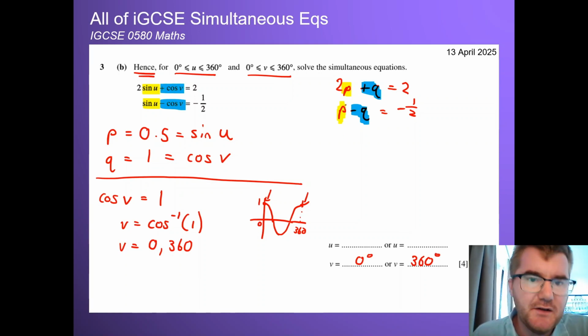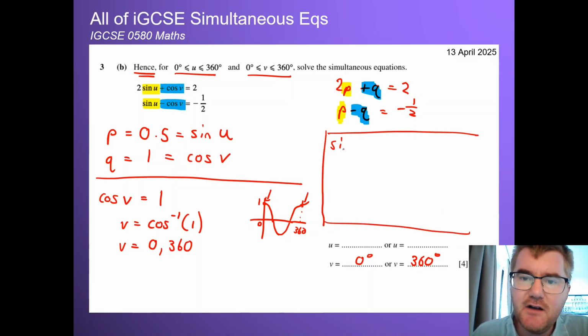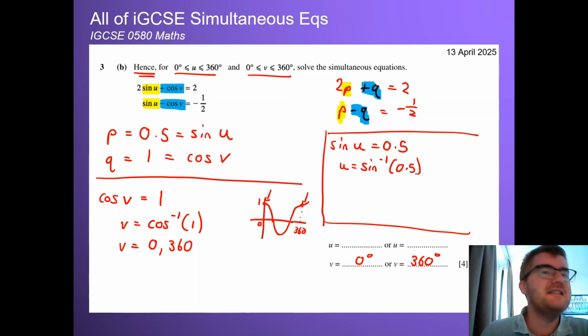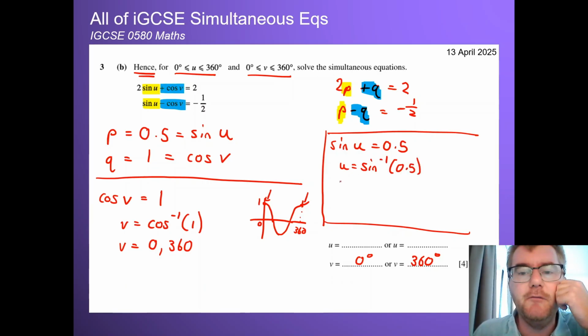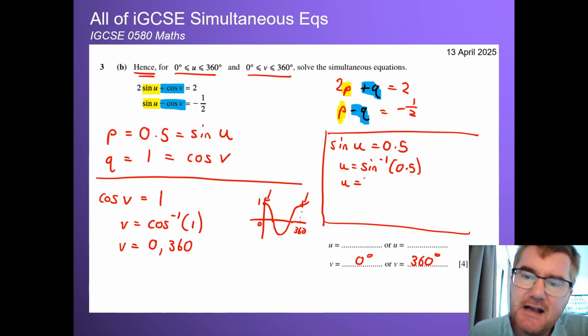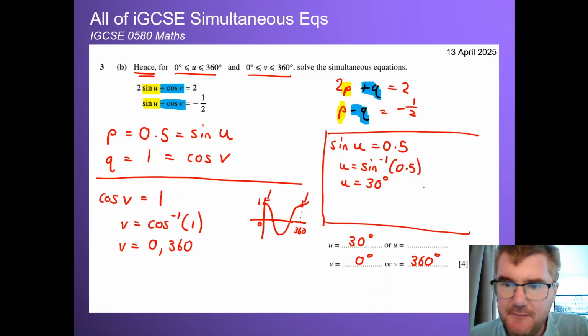Now for the other one, for sine, let's pop that over here in a little box. We have sine u is equal to 0.5. We start this in the same way, so we do the inverse sine of 0.5. And if you've been revising your exact values, you should probably know this off by heart. If you don't, it's time to learn it. You need it for the A/A star questions. Then we get 30 degrees, so we can put that in. But remember, we don't actually have the other answer. The calculator's not clever enough to give that to us.